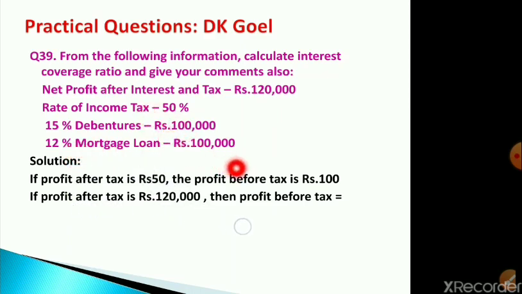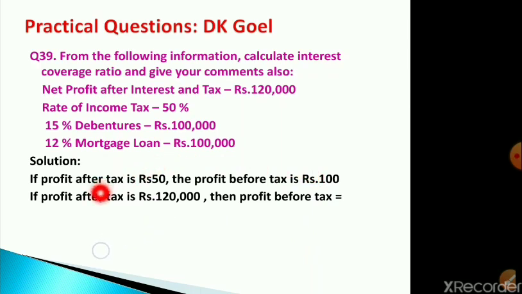Now, the formula for interest coverage ratio uses net profit before interest and tax. Here in the question we have net profit after interest and tax, and the rate of income tax is given as 50%. So we have to find the net profit before interest and tax. We'll apply the unitary method. See, if the rate of income tax is 50%, that means if my profit was 100, 50% of 100 is paid off as income tax. So the remaining is rupees 50, that is net profit after tax.